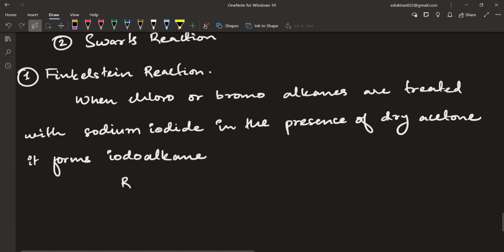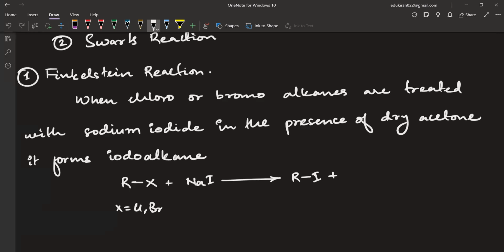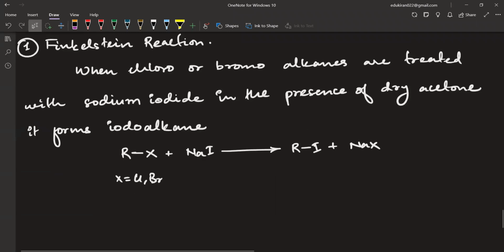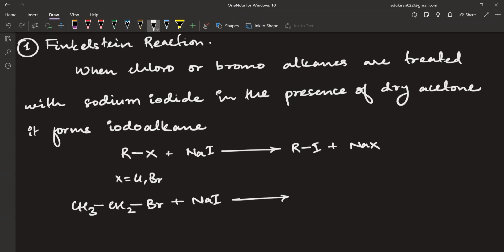So if we have RX, where X will be what? Chlorine or bromine. The sodium iodide is going to give you RI plus NaX. Write the product for this. Sir, what is X? Cl and Br. Okay.